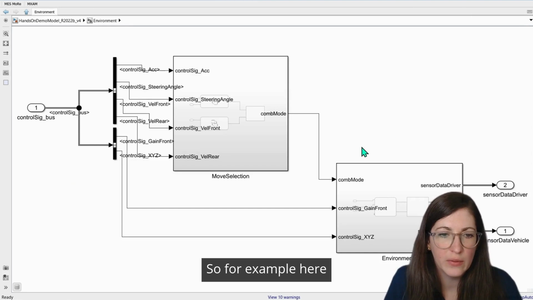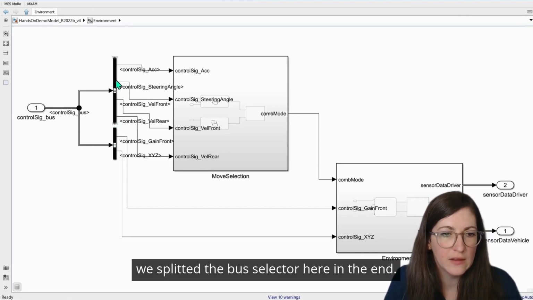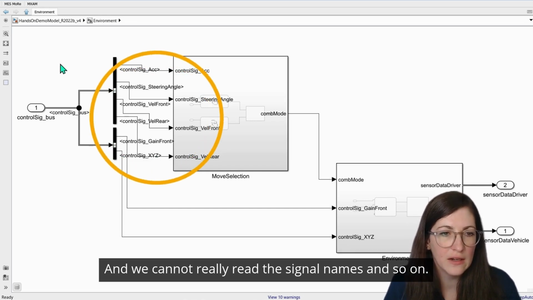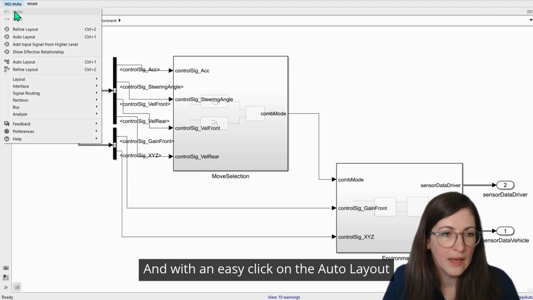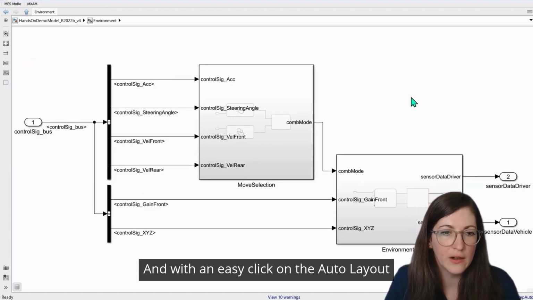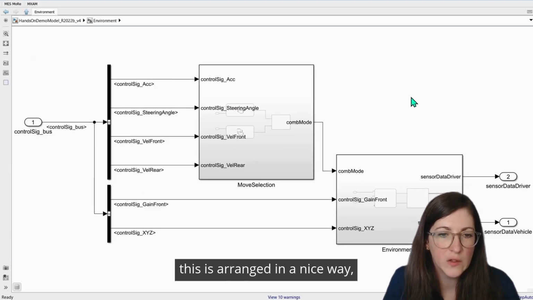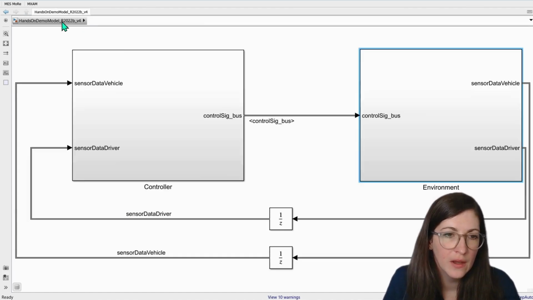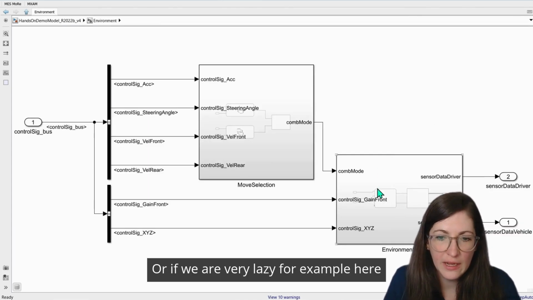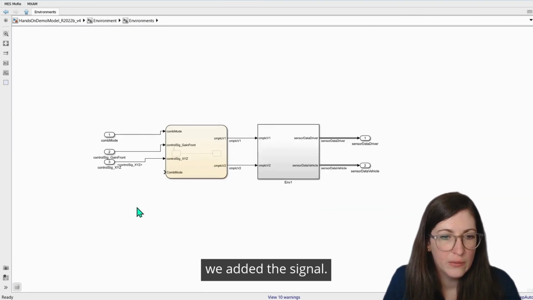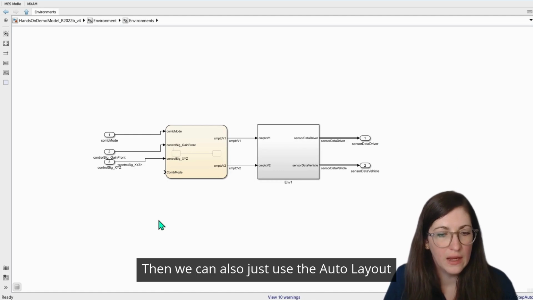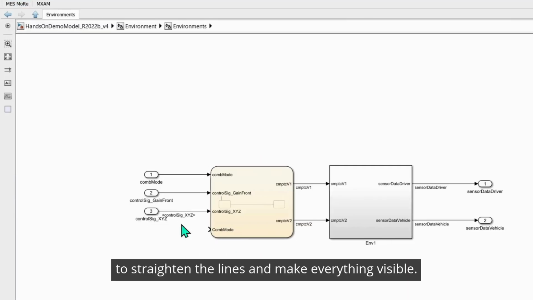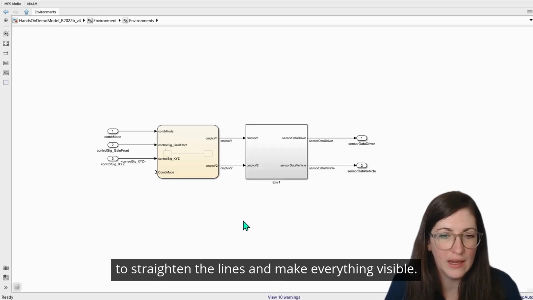So for example here, we split the bus selector here in the end, and we cannot really read the signal names and so on. And with an easy click on the outer layout, this is arranged in a nice way, and we also can read all the signal names here. Or if we are very lazy, for example here, we added the signal, then we can also just use the outer layout to straighten the lines and make everything visible.